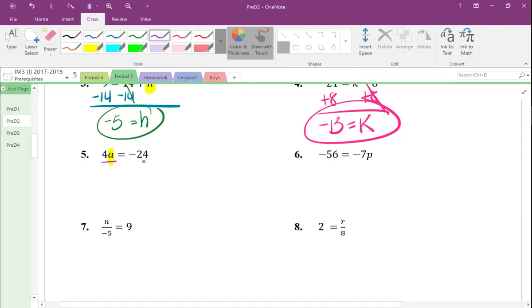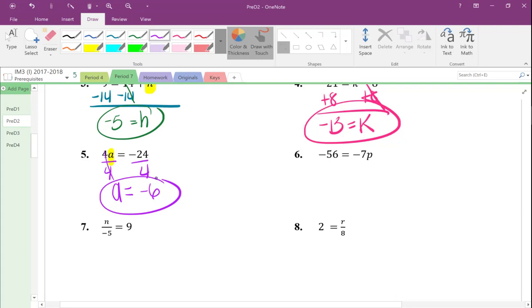Divide. Good. Remember, when you read it left to right, it says 4 times a. So the opposite of times is divide. Okay, so it's always the opposite of what it's currently doing. So you are only left with a equals what? Negative 24 divided by 4. Yes. Beautiful. Negative 6.